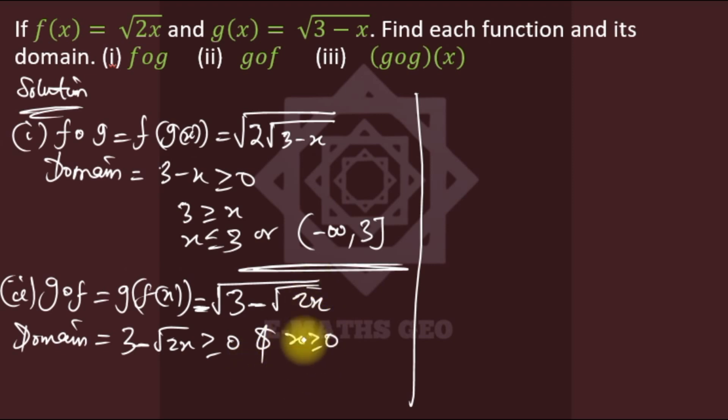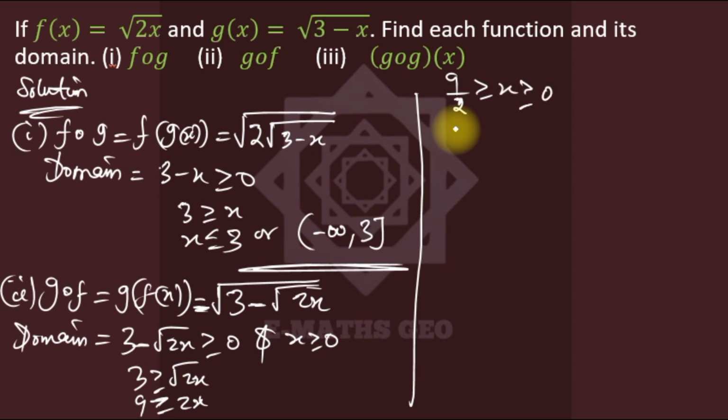So here we have 3 is greater than or equal to root 2x. Squaring both sides, we have 9 is greater than or equal to 2x. Therefore 9 over 2 is greater than or equal to x, and x is greater or equal to 0. So the best way is 0 is less than or equal to x, and x is less than or equal to 9 over 2. So that's the domain.